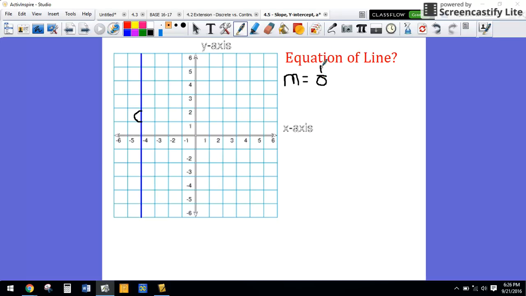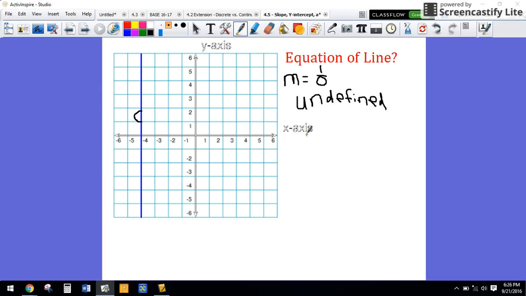We can't take one item and divide it into 0 groups. It's impossible. So that means our slope is something we call undefined. It cannot be defined. It is impossible. Sorry about the handwriting. I'm using my keyboard.